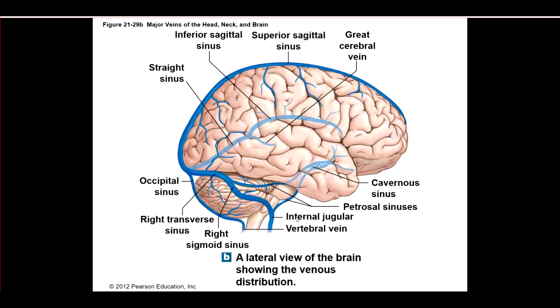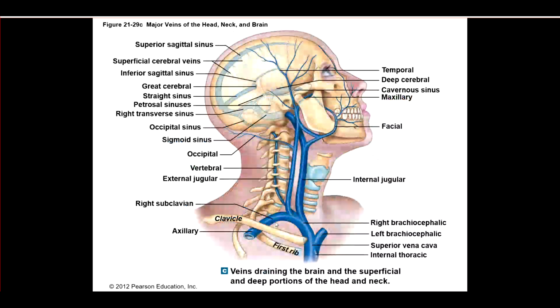Okay, this is just another picture showing us some of the sinuses. Here's the superior sagittal sinus. This would be inside the skull. The inferior sagittal sinus, the straight sinus. Here's that sigmoid sinus that I was mentioning. So these are just some of those sinuses that ultimately drain into the internal jugular vein.